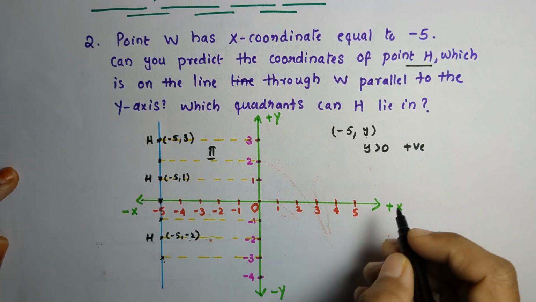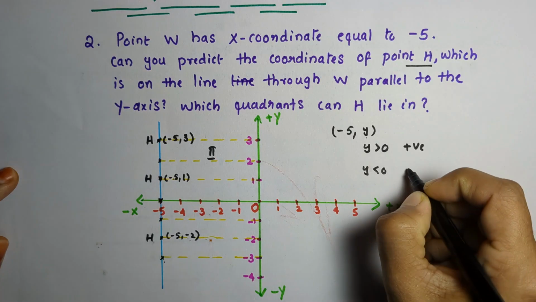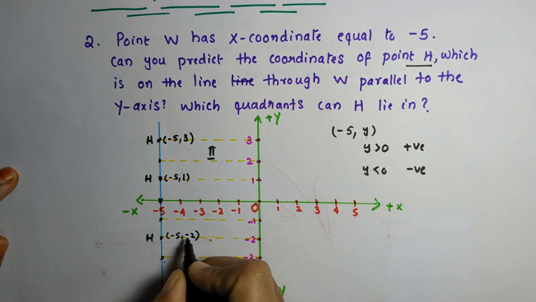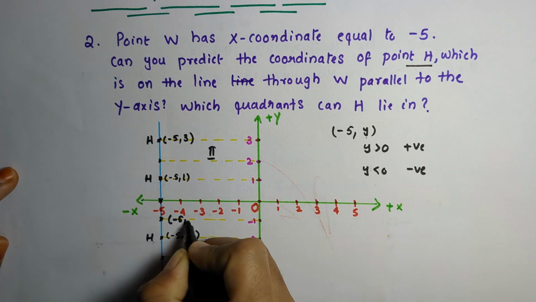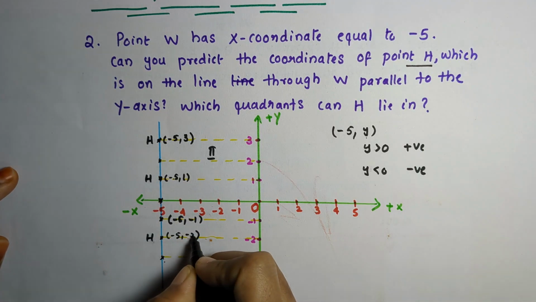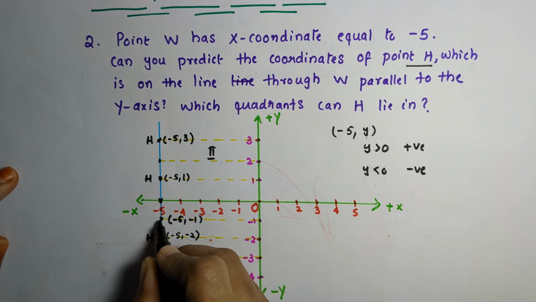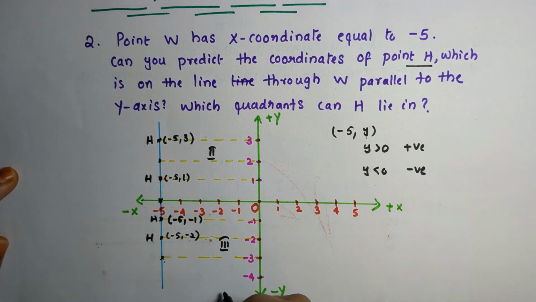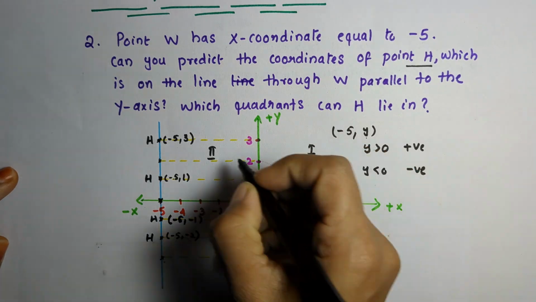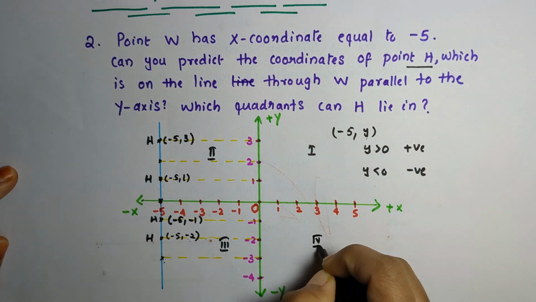Now if y value is less than 0, that is negative. Here you see, y value is -2. If you consider this point, x coordinate is -5, y coordinate is -1. So if y value is negative, then the point H lies in the third quadrant, because this is the first quadrant, second quadrant, third quadrant and fourth quadrant.